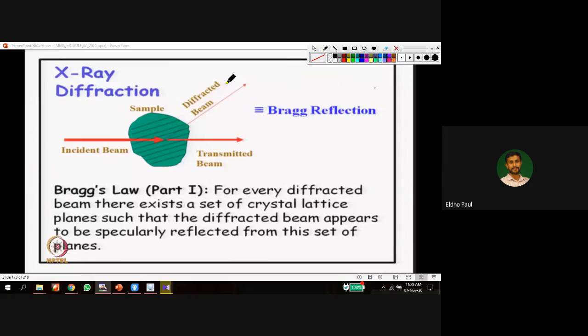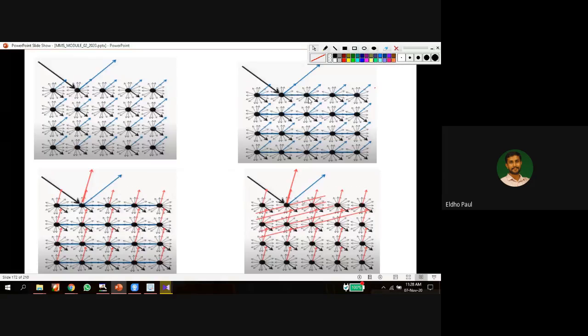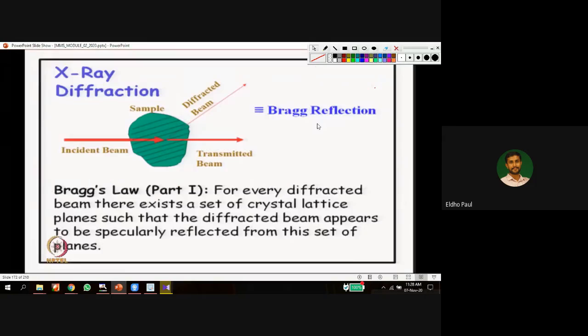Okay, this diffraction can be considered as a deflection. Here, consider that these two angles are the same. This angle and this angle are the same. So we can consider it as a reflection. So this is the first part of Bragg's law.